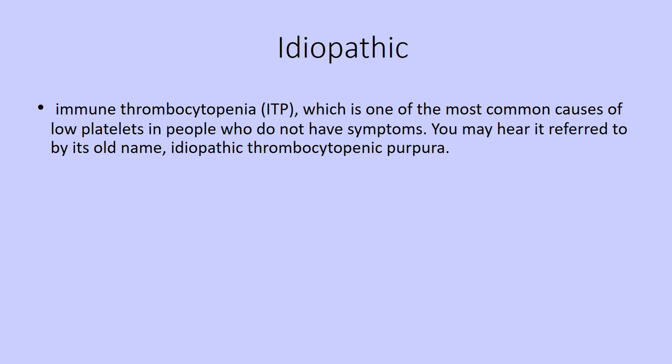The first type is idiopathic thrombocytopenia, which is also known as immune thrombocytopenia, the most common cause of low platelets in people who do not have symptoms. You may hear it referred to by its old name, idiopathic, and again, this is more immune thrombocytopenia than anything else. So basically, it's just the fact that you have low platelets.